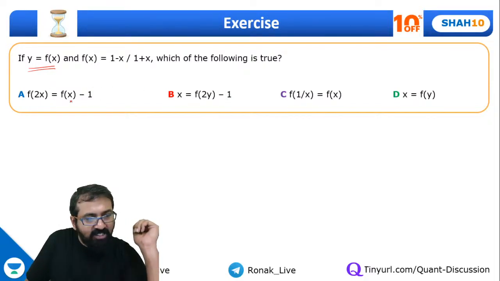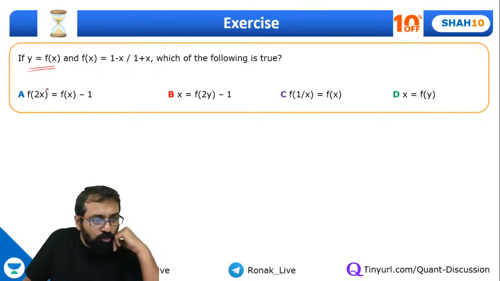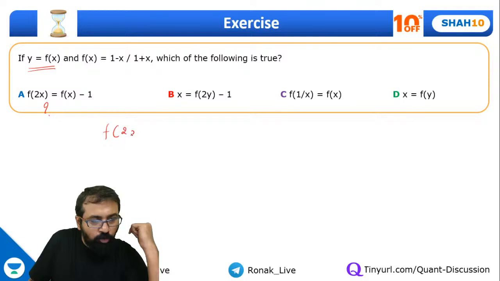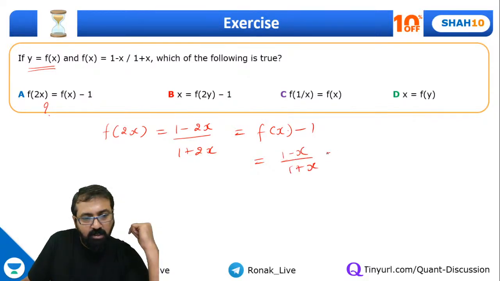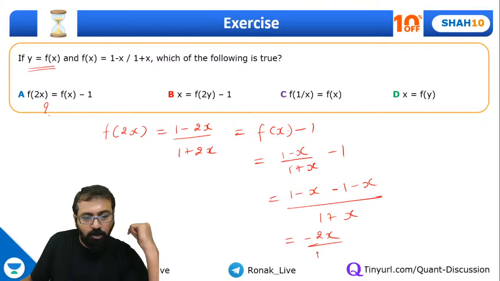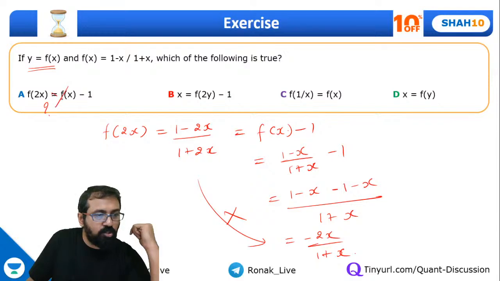First, is f of 2x equal to f of x minus 1? Is this statement true? What you'll do is instead of x, replace it with 2x. So f of 2x will be (1 minus 2x) upon (1 plus 2x). Is it equal to f of x minus 1? No, because f of x minus 1 is (1 minus x) upon (1 plus x) minus 1, which is equal to (1 minus x minus 1 minus x) upon (1 plus x). So this comes out to be minus 2x upon (1 plus x). These two are not equal, so this is not true. Same way you can prove this will also not be true.